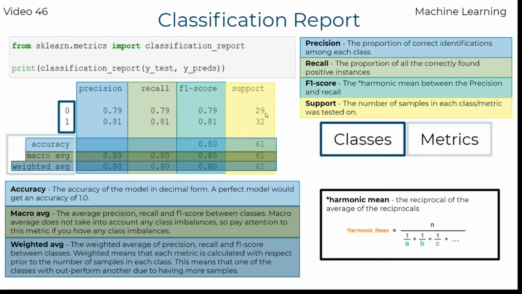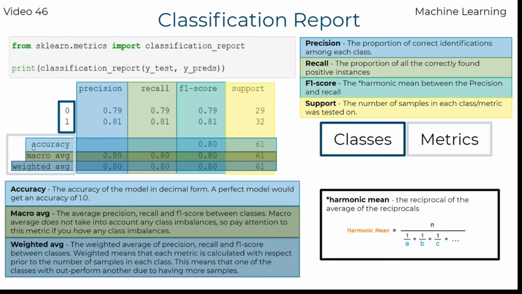So there are 29 samples of class 0 in our set of samples, and there were 32 samples of class 1. Altogether, you can see that there were 61 samples.